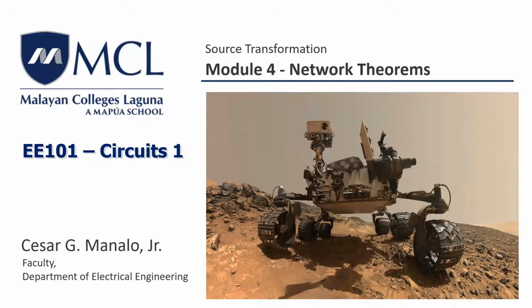This video will cover source transformation. This is a technique for simplifying complicated circuits. Here we identify parts of the circuit that contain a voltage source in series with a resistance and convert that into a current source, or a current source that is in parallel with a resistance and convert it into a voltage source.